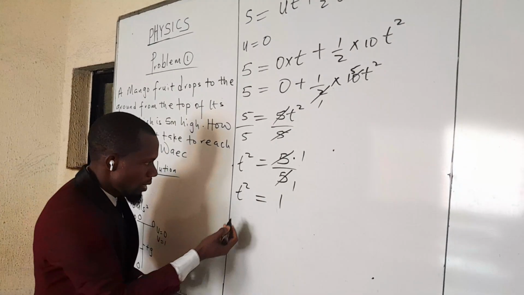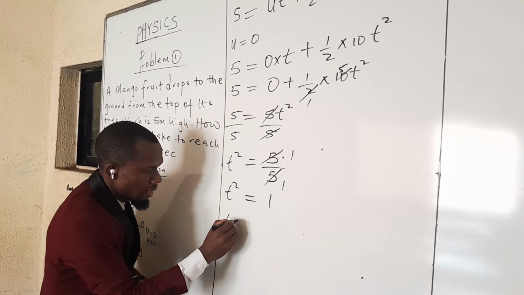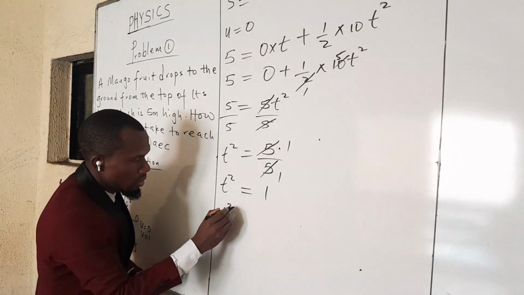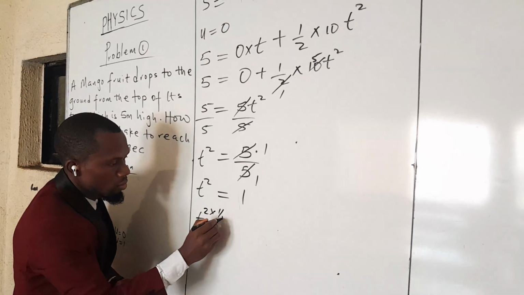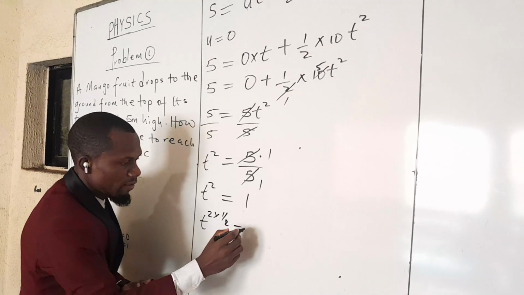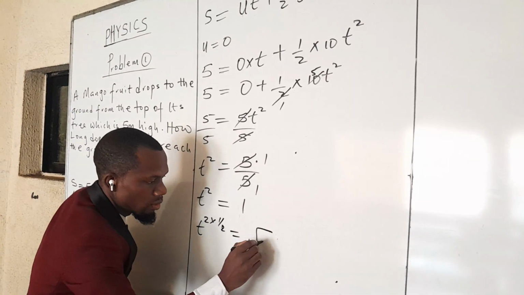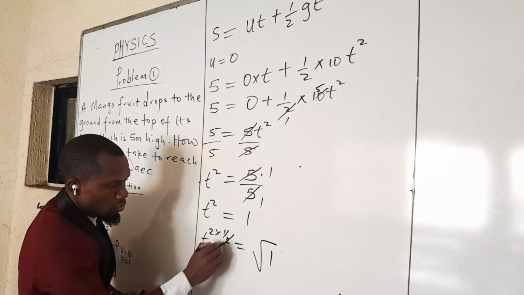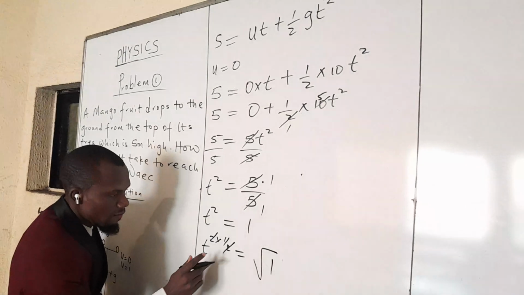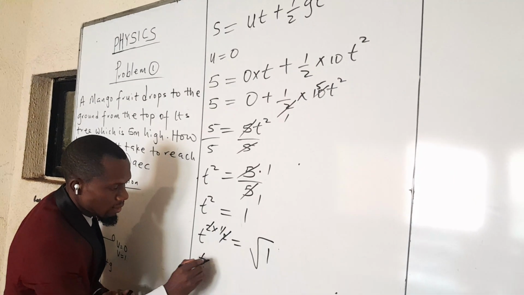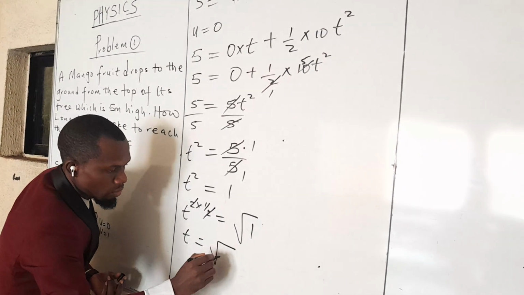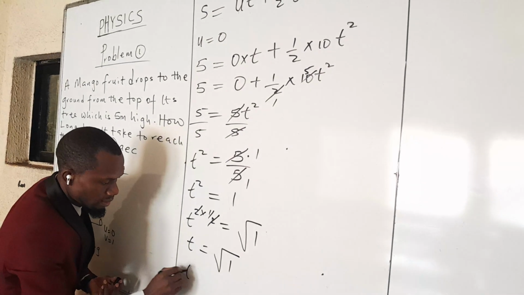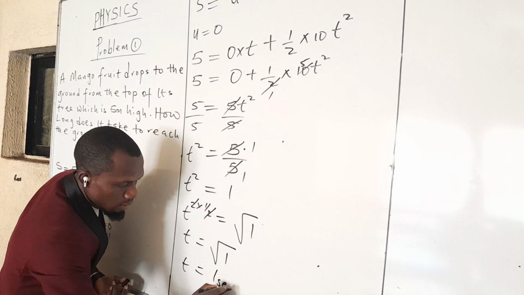So when I take the square root of both sides, t will now stand. Anywhere you see a half power, it's the same thing as square root. So t is equal to the square root of 1. So my t is equal to 1 second.